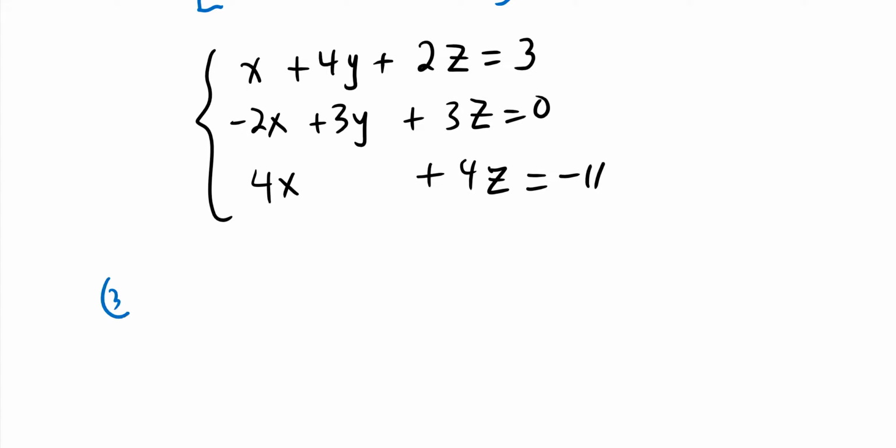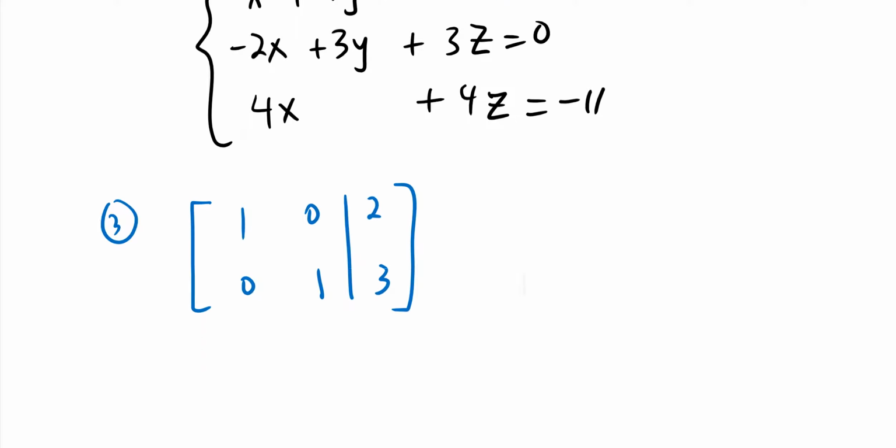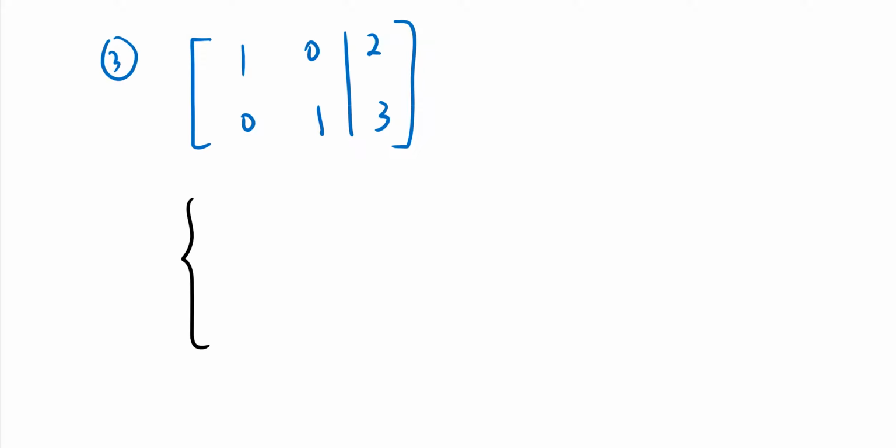One other example. Let's say we have 1, 0, 0, 1 and then 2, 3. How's that going to work? Well, again, 1x plus no y equals 2. No x plus y equals 3. So this shows you x equals 2 and y equals 3.